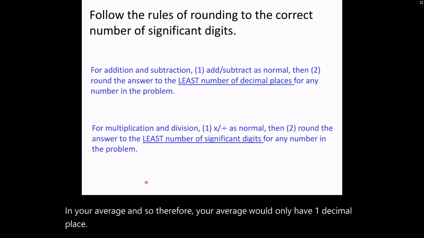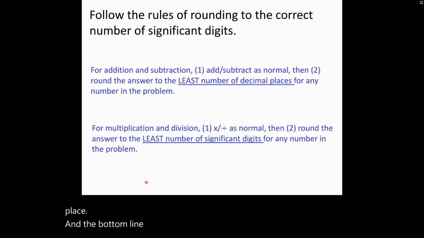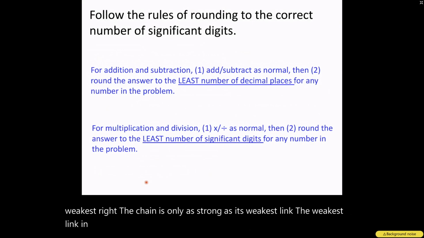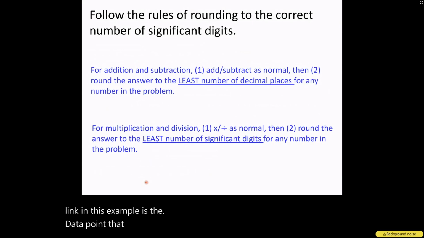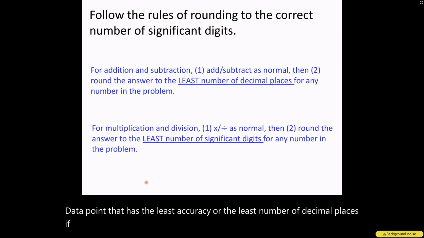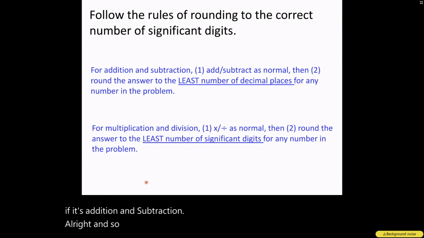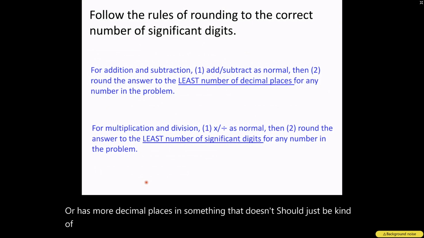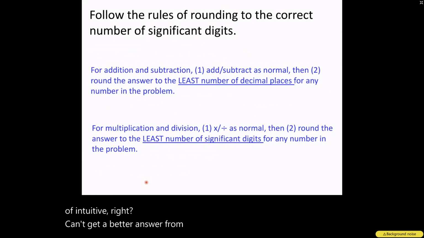Okay? And the bottom line is, there's ways you can describe this. The chain is only as strong as its weakest link. The weakest link in this example is the data point that has the least accuracy, or the least number of decimal places, if it's addition and subtraction. All right? And so therefore, you can't have an answer that is more accurate or has more decimal places than something that doesn't. That should just be kind of intuitive, right? You can't get a better answer from a starting product that is not as good.